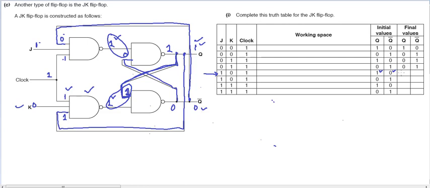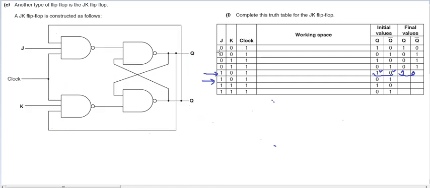What we get here is that Q stays 1 and Q bar stays 0. Remember, this was the initial stage, right? And compared to this initial stage, we have the final stage here, which is the same. Let's take a look at the next row here, 1 0 1.